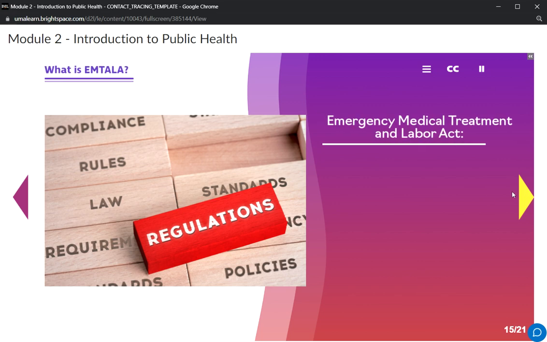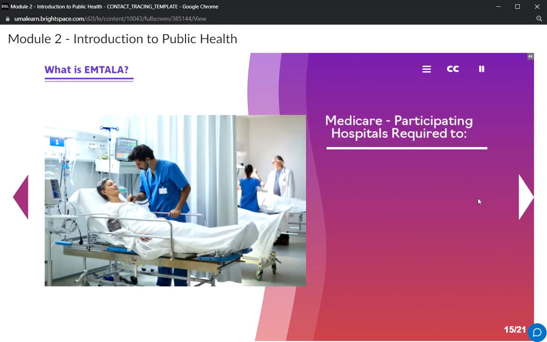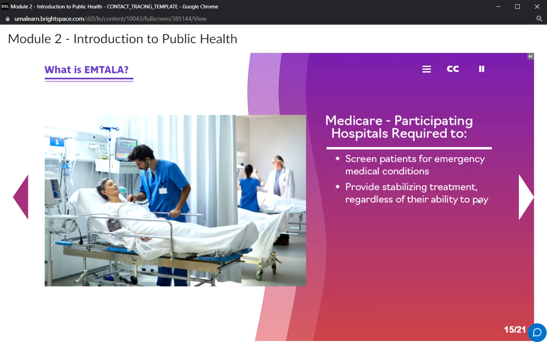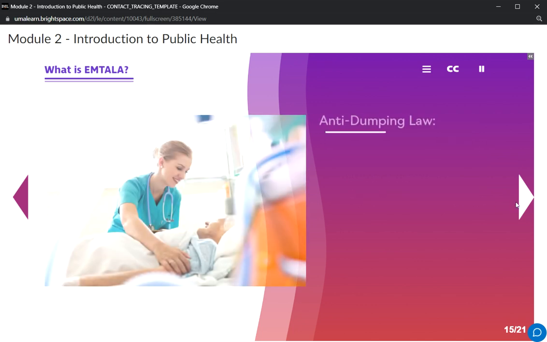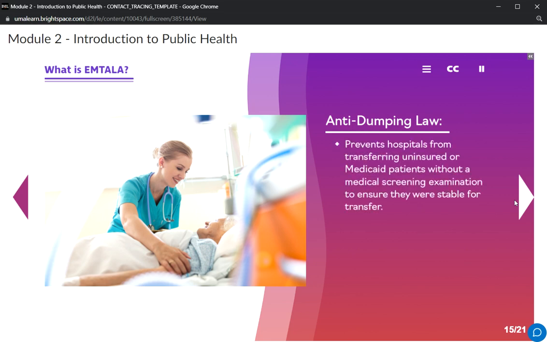The Emergency Medical Treatment and Labor Act, commonly referred to as EMTALA, is a lesser-known federal law that was enacted by Congress in 1986 as a result of this research. It requires Medicare participating hospitals to screen patients for emergency medical conditions and provide stabilizing treatment regardless of their ability to pay. Referred to as the anti-dumping law, it was designed to prevent hospitals from transferring uninsured or Medicaid patients to public hospitals without, at a minimum, providing a medical screening examination to ensure they were stable for transfer.